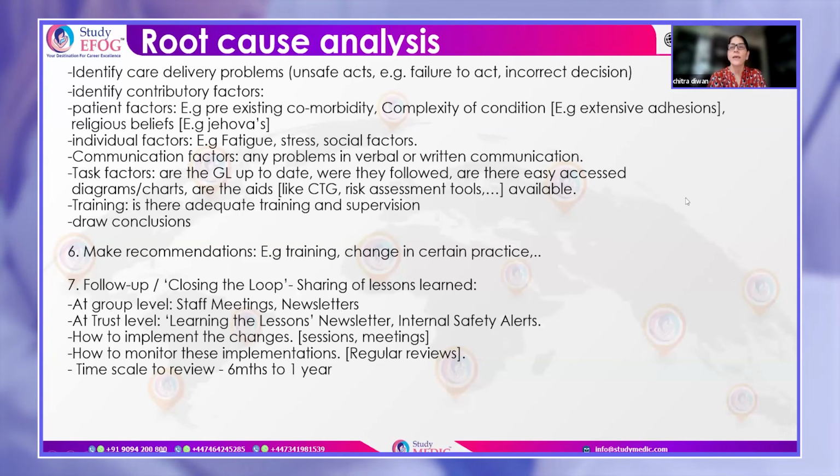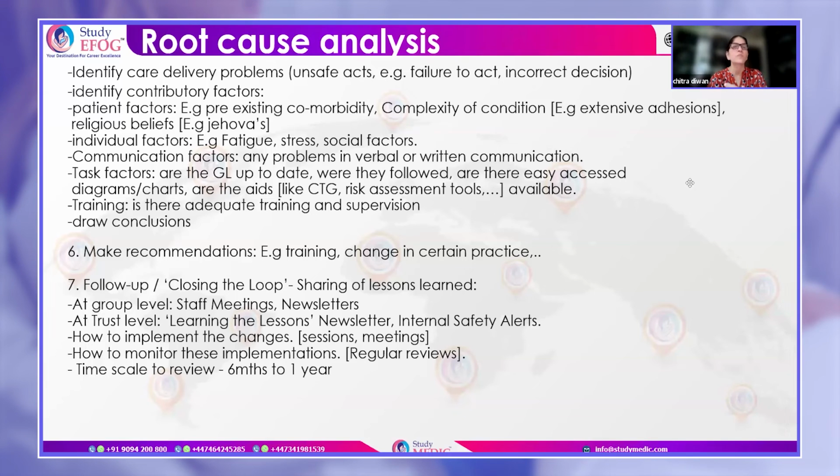So to find out how it happened, you have to identify care delivery problems. Some unsafe acts are there, like the nurse or the doctor failed to act, or they took an incorrect decision. You can also identify contributory factors.